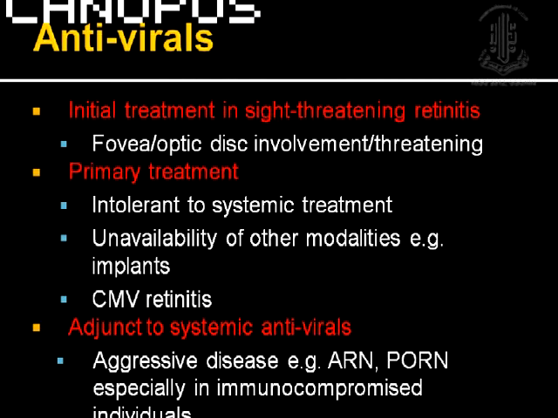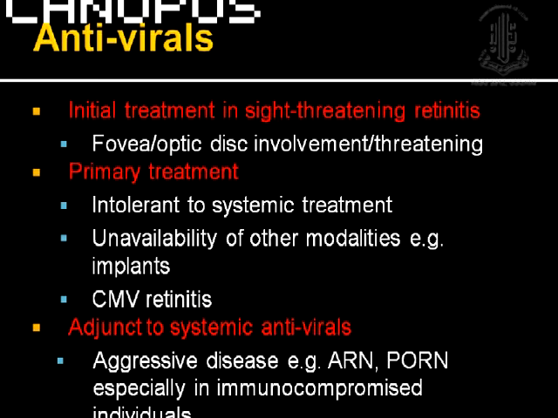Next group of drugs are antivirals. They are used as initial treatment in sight-threatening retinitis, especially when the fovea and optic disc are being involved. You can also use them as primary treatment in patients who are intolerant to systemic treatment, or in patients who cannot afford implants like in our country, or in CMV retinitis. It can be used as an adjunct to antivirals in aggressive diseases like ARN and PORN, especially in immunocompromised patients.